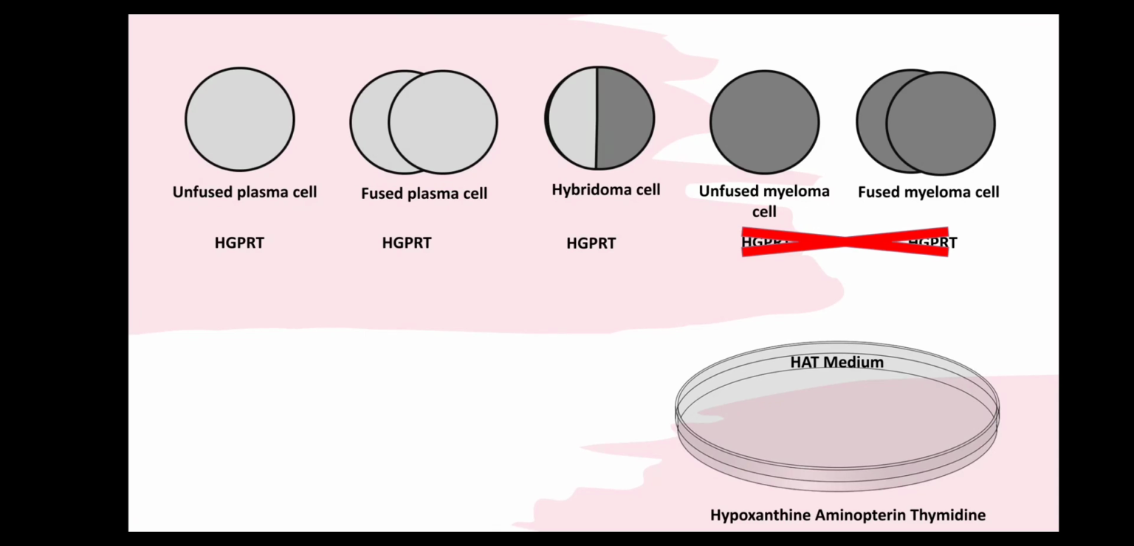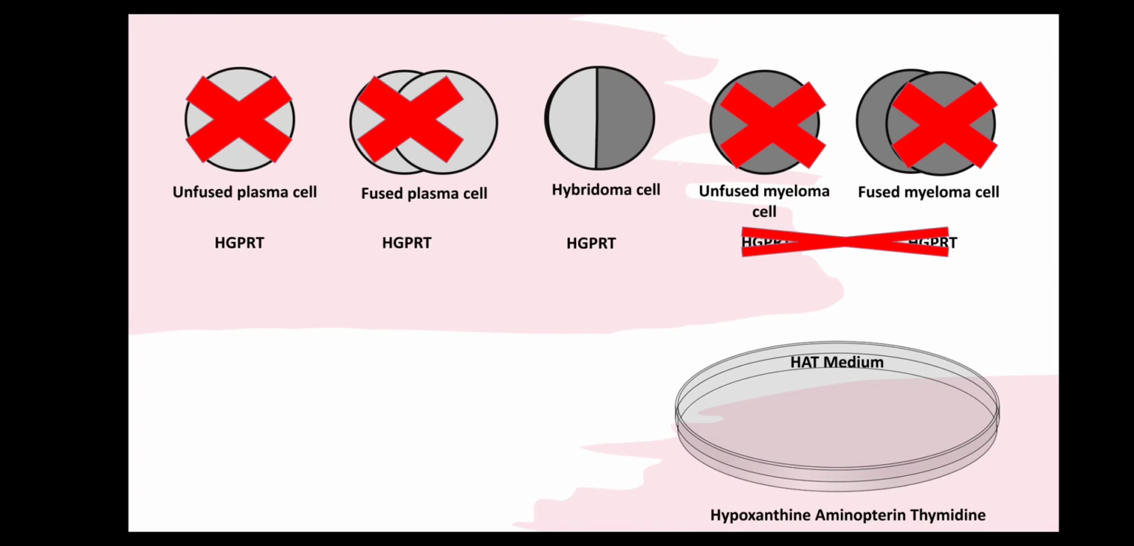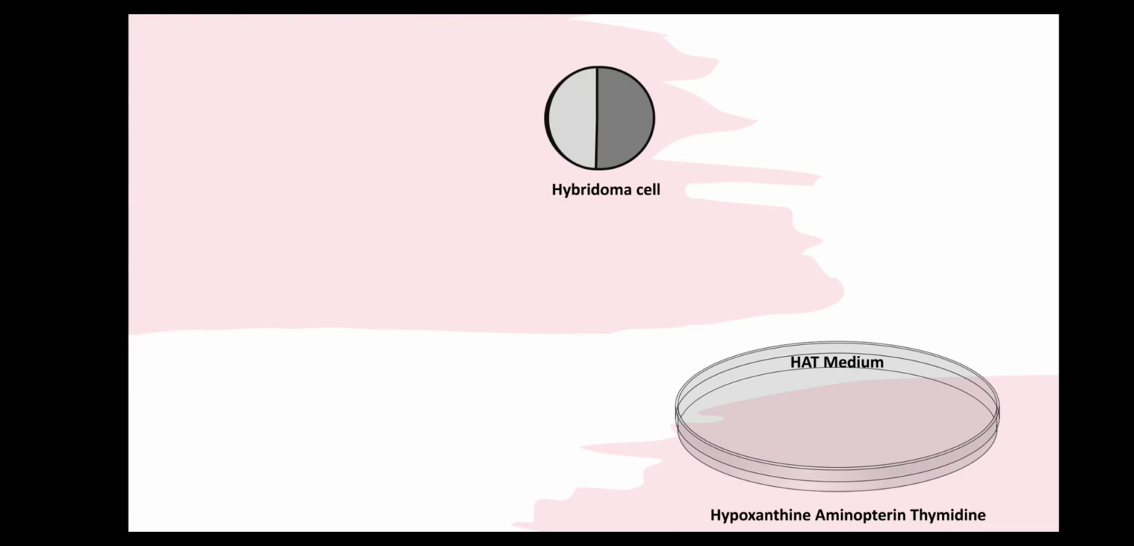Therefore, in HAT medium, the fused and unfused myeloma cells die and hybridoma cells stay alive because they contain the HGPRT enzyme, due to the fusion of myeloma and plasma cells. And the fused and unfused plasma cells automatically die because of their short lifespan, so separately, there is no need to kill the plasma cells. So finally, we get only hybridoma cells in a HAT medium, and they will produce particular monoclonal antibodies for a long time.